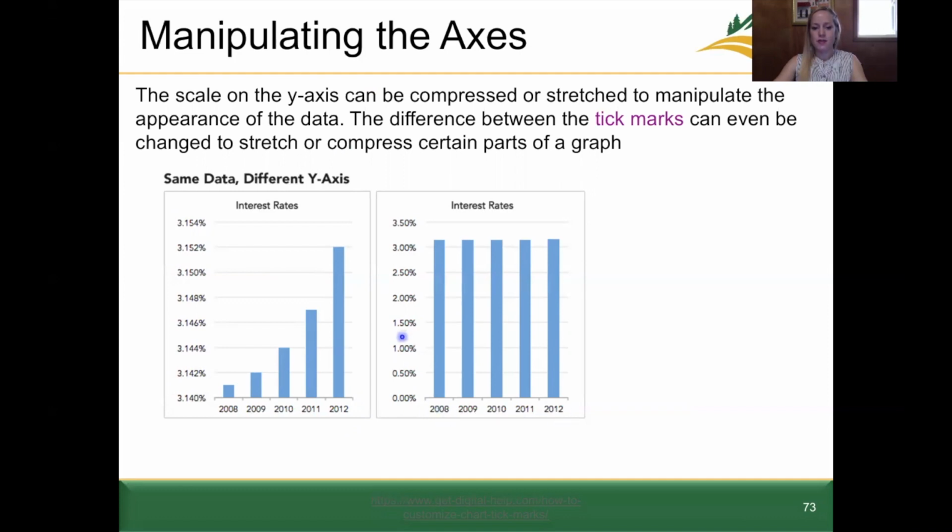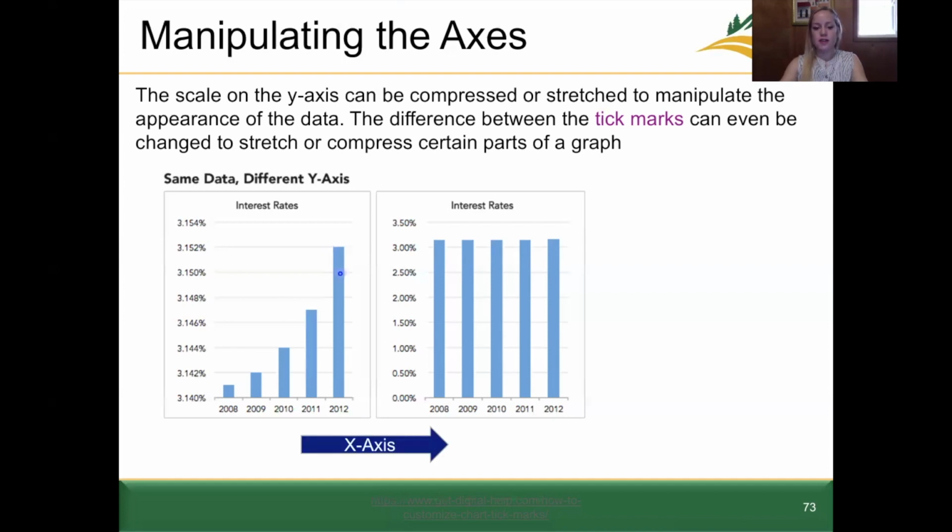But comparing these two graphs, they leave an impression that's very different from one another. Here on the left, we think there's a large increase between 2008 and 2012, but really we're only increasing from about 3.141 to 3.152. And here on the right, we're showing that these interest rates are almost equivalent to one another over these years, but it's really important to consider what data we're actually looking at. So maybe this increase in interest rate from 3.141 up to 3.152% is actually significant. So again, we need to really critically think about the nature of the data that we're displaying.